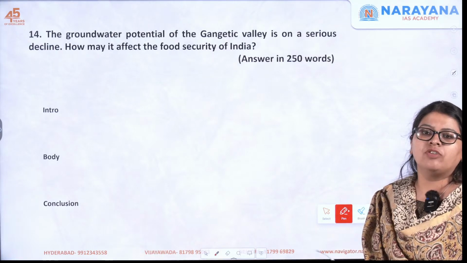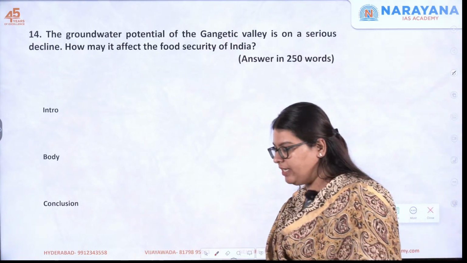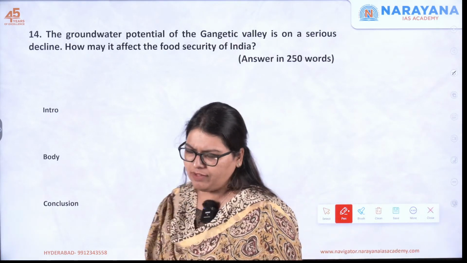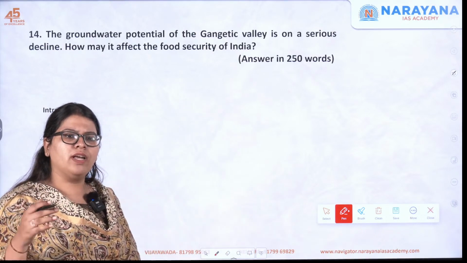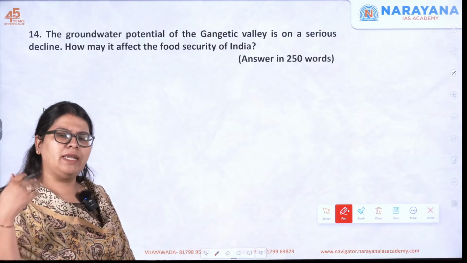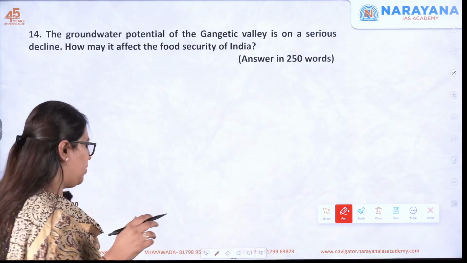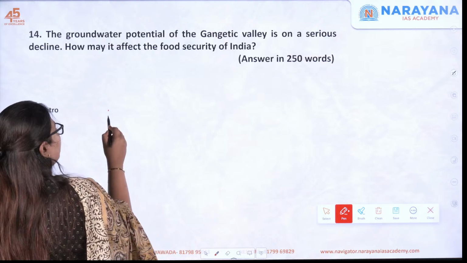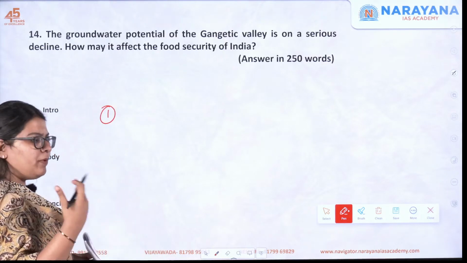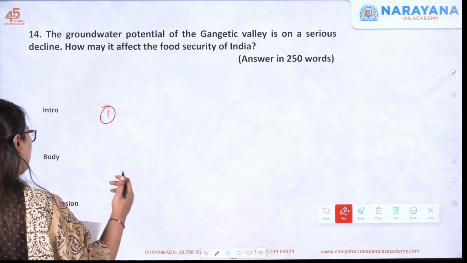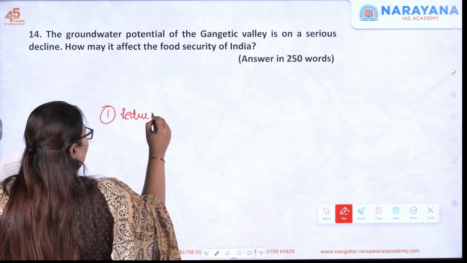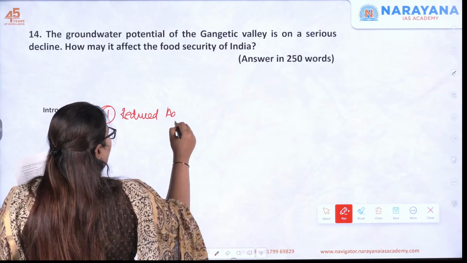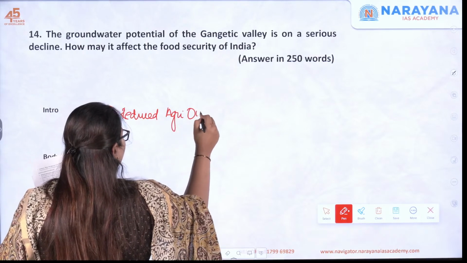How can this actually impact India's food security? This is something very basic. If you think about how declining groundwater actually impacts India's food security, because number one, if there is inefficient or improper water usage, then there is going to be what? Reduced agricultural output, right? Reduced agricultural output.